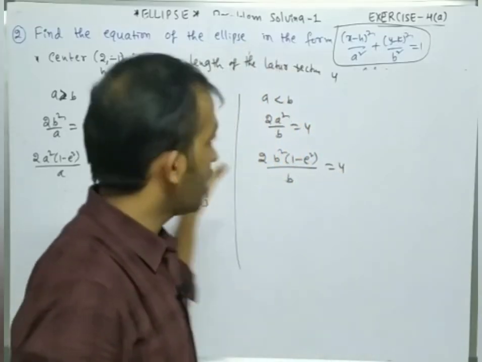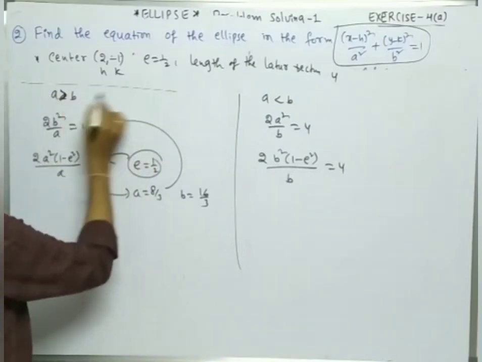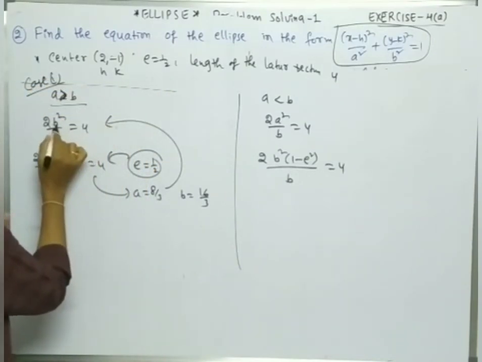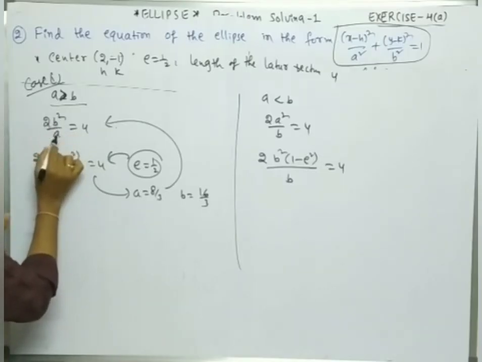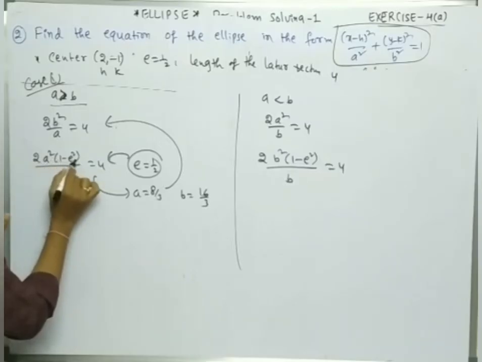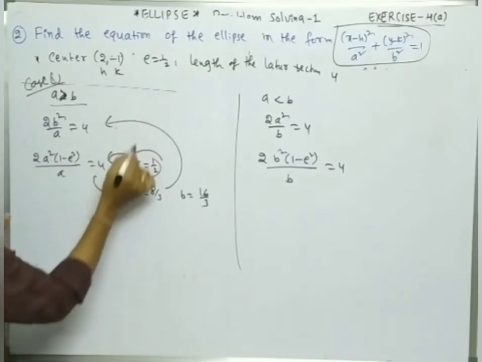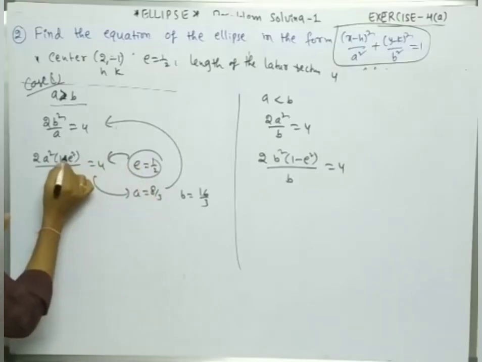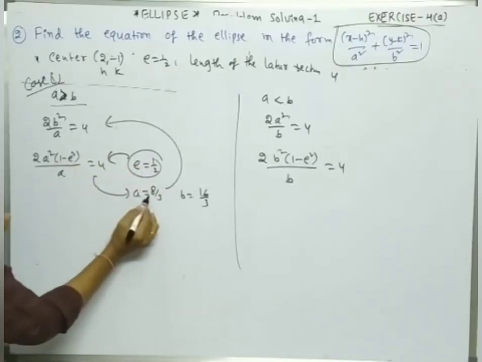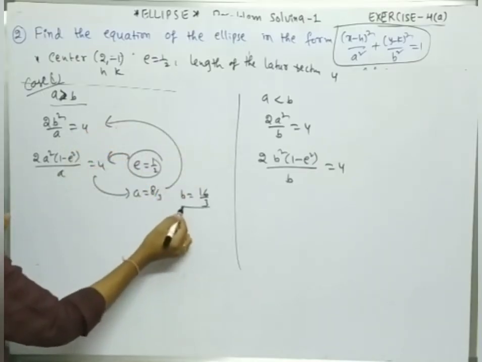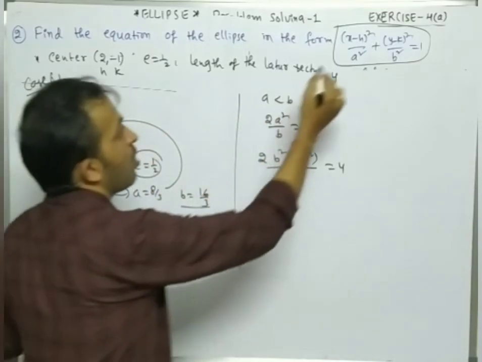One is in the case of a greater than b, case 1. So if a greater than b, the length of the latus rectum is 2b square by a, which is equal to 4. And the b square formula is a square into 1 minus e square. Okay, from this, eccentricity is given 1 by 2, substitute in this one, you will get a value as 8 by 3, then substitute in this one, you will get b value as 16 by 3. Substitute all these values in this one.